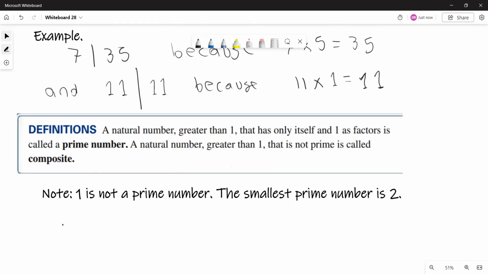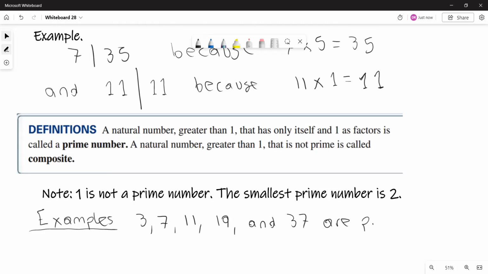So some examples of prime numbers are 3, 5, 7, 11, and 19, or I could keep on going. But these are examples of prime numbers. They are not the only ones. 3, 7, 11, 19, and 37 are prime numbers. Their only divisors are 1 and themselves.